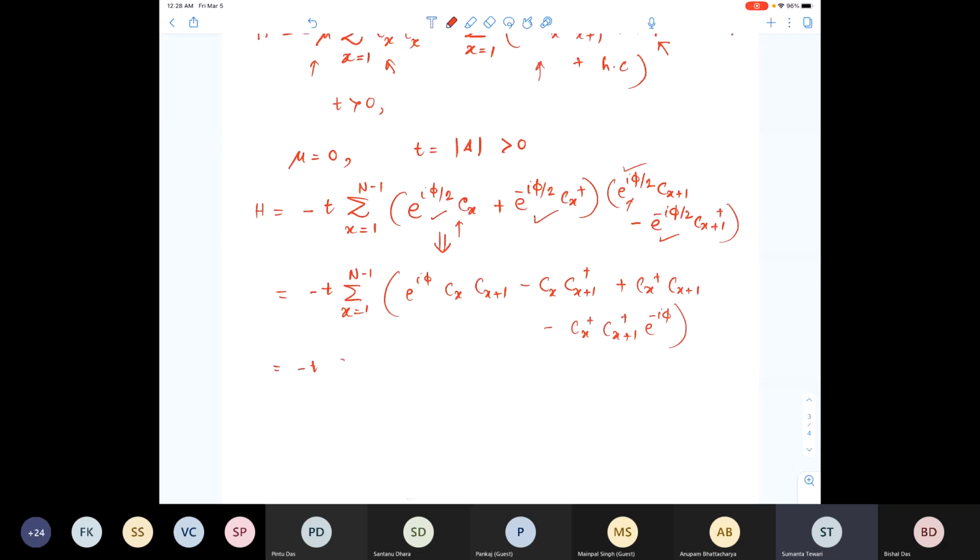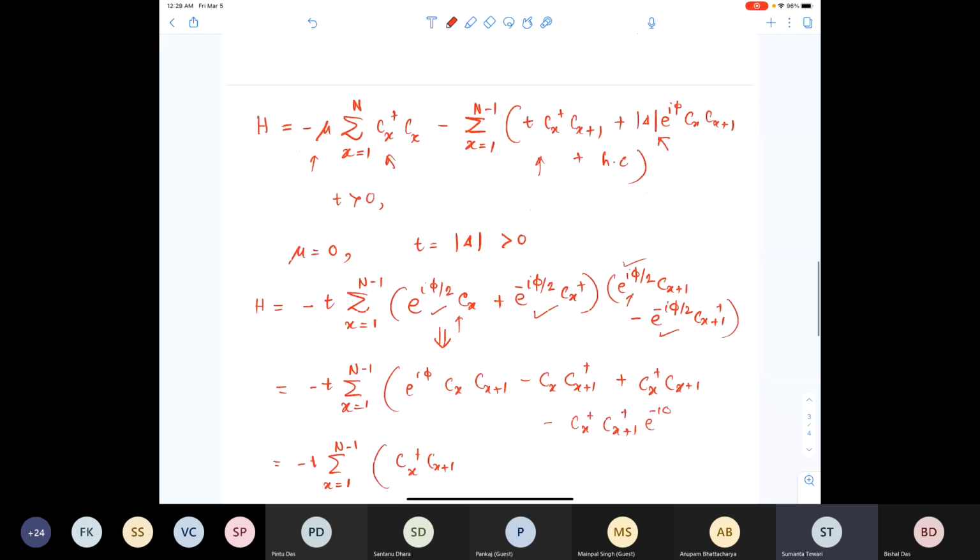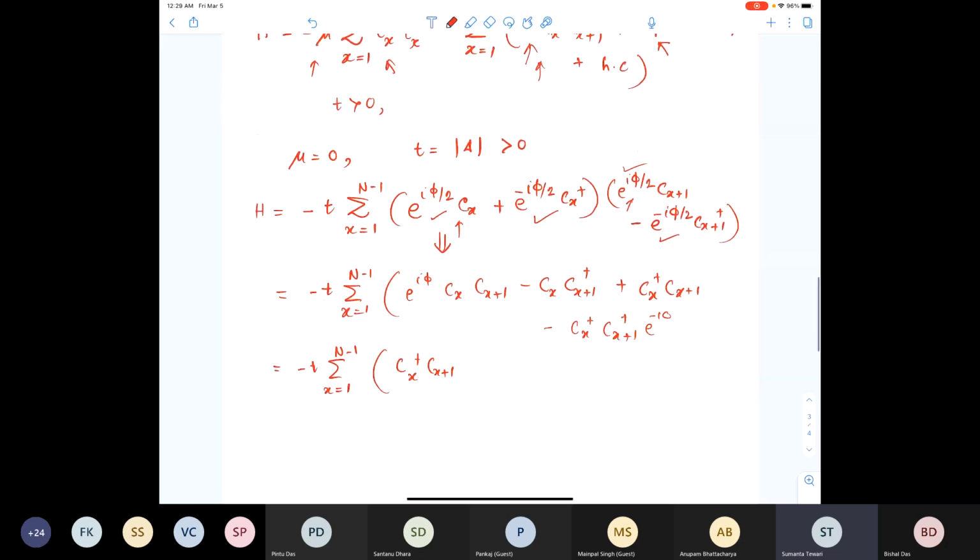So that's minus t sum over x equal to 1 to n minus 1. I'm going to write this term first. So it's c_x dagger c_{x+1}. That's the t term, by the way. These are fermions, so they anti-commute. So I can write this as plus c_{x+1} dagger c_x. That's the Hermitian conjugate of this term.